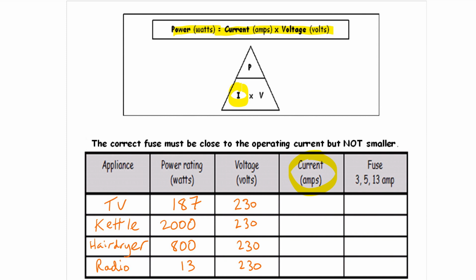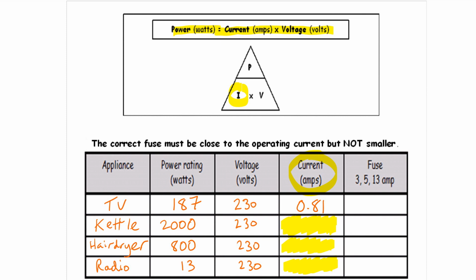You can now work out the current. I will do it for the first one now, and then I'd like you to have a go at the following 3. So the TV, we want to work out current. It is 187 divided by 230, and that gives me 0.81. Can you please have a go at these remaining current readings? Well, here come your answers.